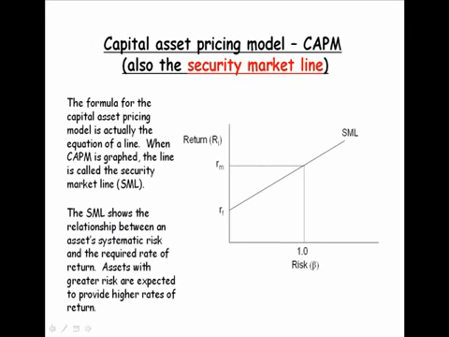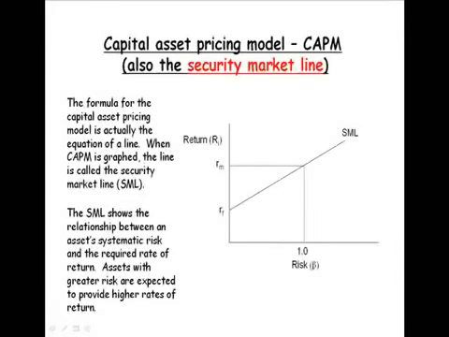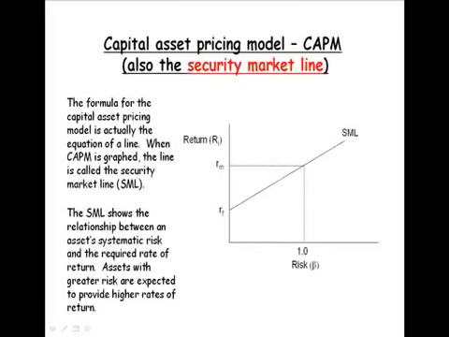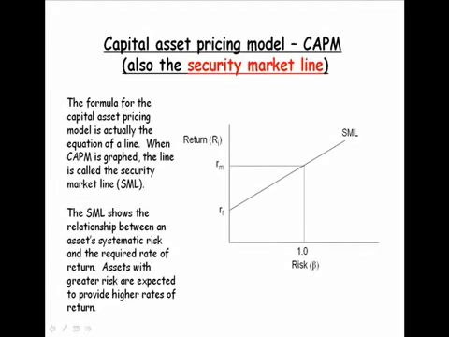The formula for the capital asset pricing model, as we said before, is actually the equation of a line. So when the capital asset pricing model is graphed, the line itself is called the security market line. Now, the SML shows us the relationship between an asset's systematic risk, as represented by beta, and the asset's required rate of return. Assets with greater risk are expected to provide higher rates of return.